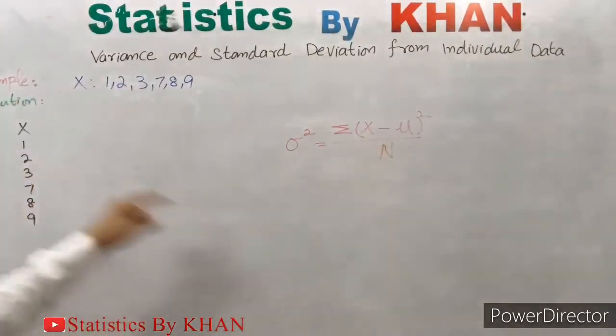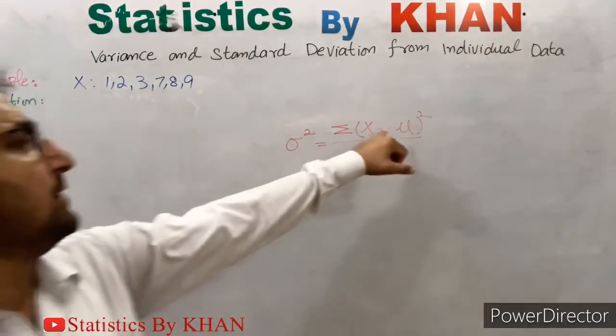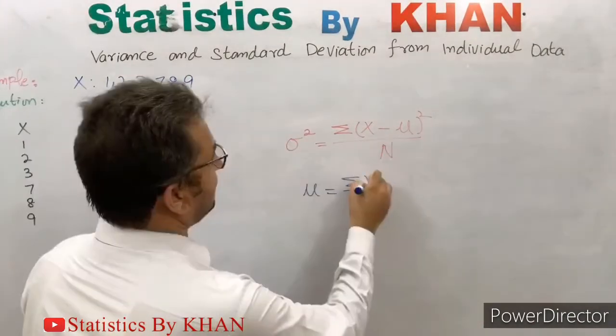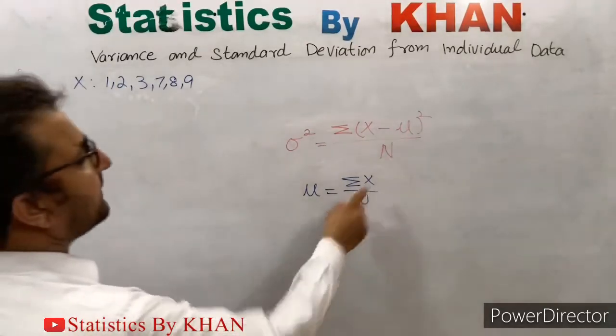Now if we focus upon the formula, within the parentheses we have x minus mu. We already have x as it has been given, but now we need mu, which is the population mean. So first of all, we will compute mu. By definition, mu is equal to summation x over n. Now summation x means total of the values of x. If we add all the values of x, it will give us 30. So now for summation x, we will write 30.